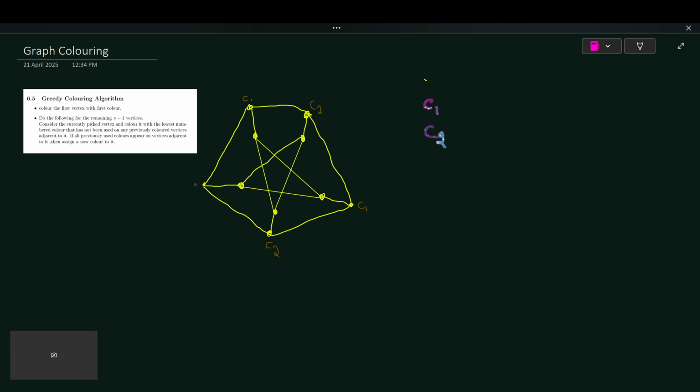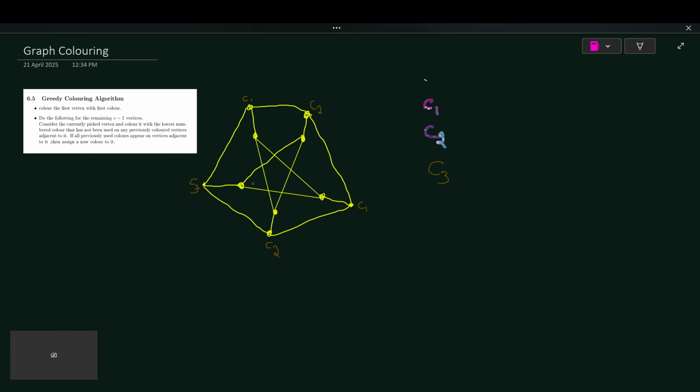It is here, and to color this particular vertex, it is adjacent to a vertex which is colored with c1 and another vertex which is colored with c2. So we cannot use c1 or c2 here. So we have to use a new color, say c3. So far we have used three colors, c1, c2, and c3. So this vertex is colored with c3.